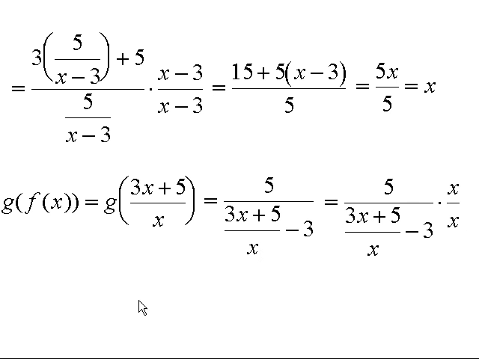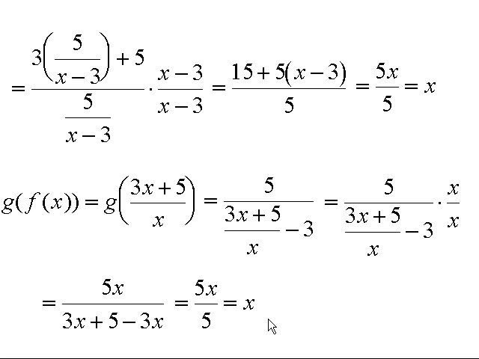5x on top. x cancels when I multiply across on the bottom. 3x plus 5 over x times x is 3x plus 5, minus 3. The 3x minus 3x goes away. 5x over 5 is x back. So either way, f of g of x simplified back to x, and g of f of x simplified back to x. So you start with a value, apply the function, apply the inverse, and you're back where you started.